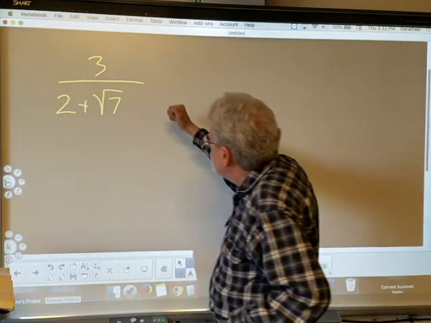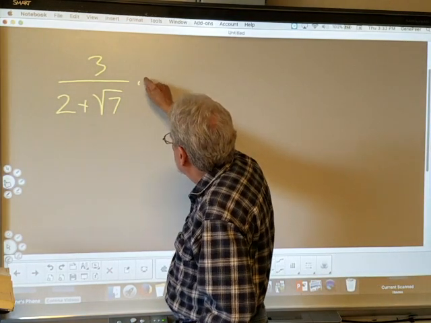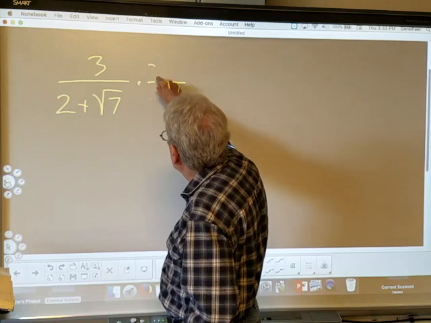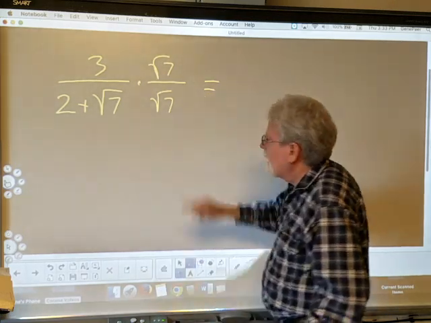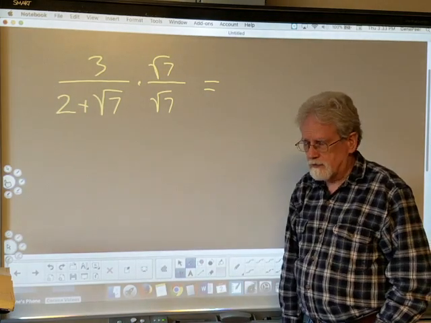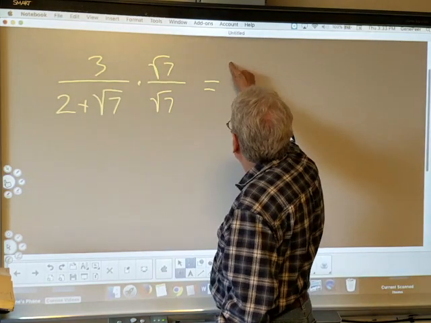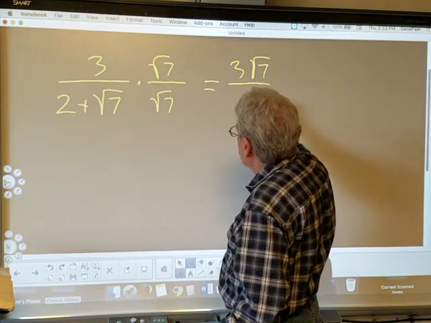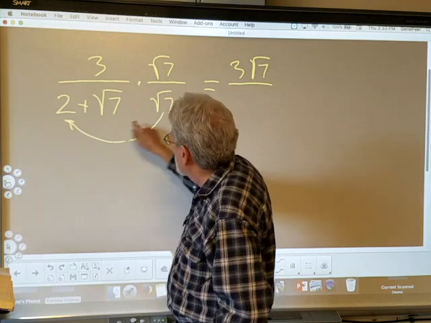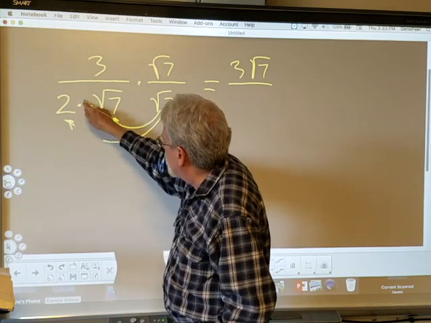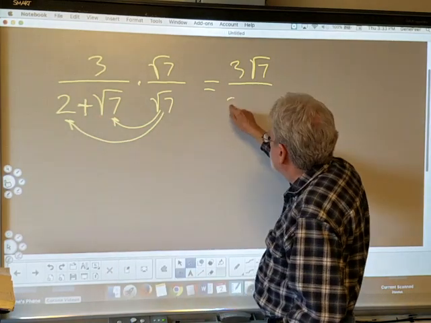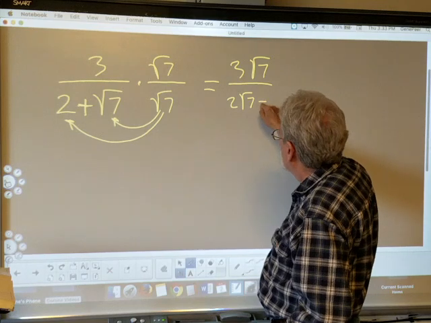So, oh, I know what we do. I'm not so sure you do. We're going to multiply by square root of 7 over square root of 7. Well, let's see what happens if we do that. Here we have 3 square root of 7. Distributive property, because this is a plus sign. We have 2 square root of 7 plus 7.